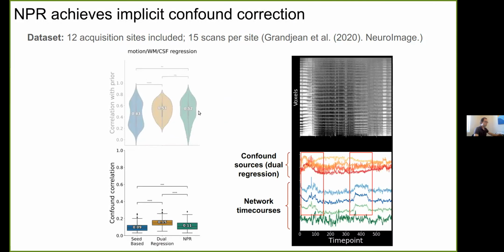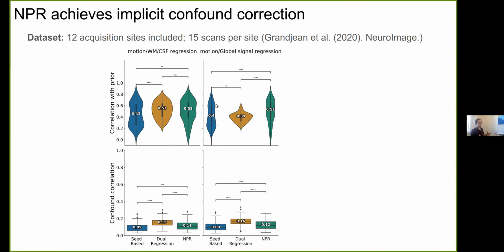And the other metric we looked at was the correlation with confound, more specifically the temporal correlation between the network time course and the set of confound time courses obtained with dual regression. And in this case, NPR achieves lower correlation than dual regression, thus finding the best trade-off between less confound effects, but also decent network detectability.